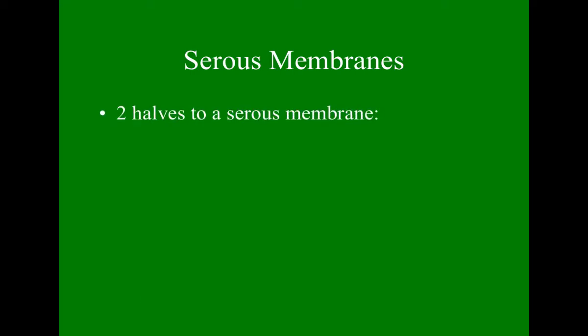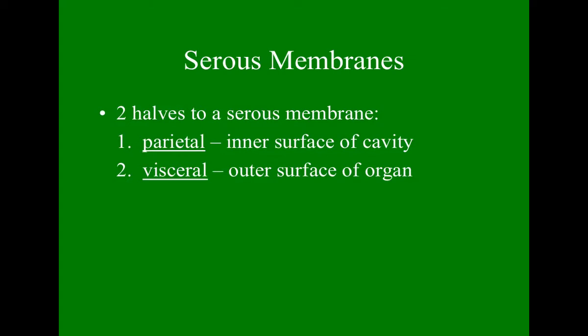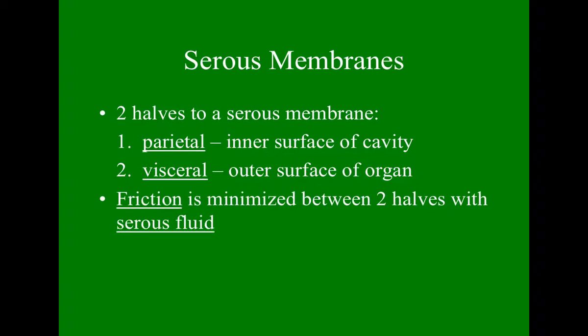In the serous membrane, we actually have 2 halves. The parietal lines the inner surface of the cavity, so it's kind of outside towards the body wall. The visceral side lies directly on top of the outer surface of the organ. So these membranes are actually double layered. Because of that, it can actually generate friction. And to minimize that friction, there is a little bit of fluid in between the 2 layers called serous fluid.